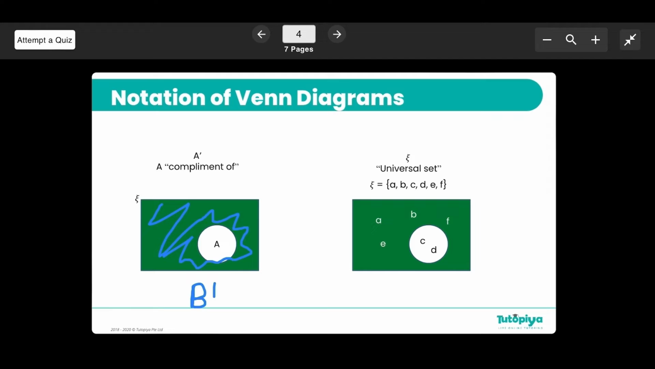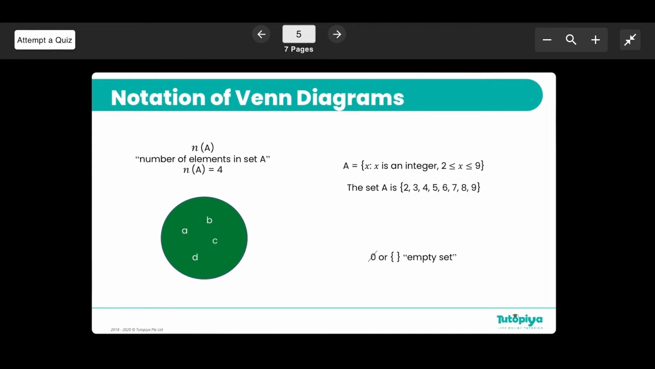The next symbol we have is universal set. It's often denoted by a very curly looking symbol like this. It's an E of some sort. What this basically means is the universal set, right? And this universal set is everything inside of the Venn diagram. That's basically what it means. So for this particular one, you can see that A, B, C, D, E, and F are all inside the square. Therefore, they're all elements inside the universal set. And that's how we denote that in set notation.